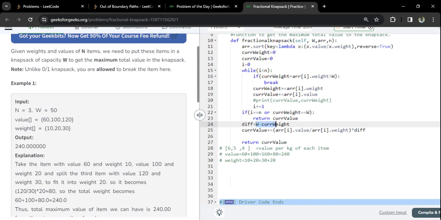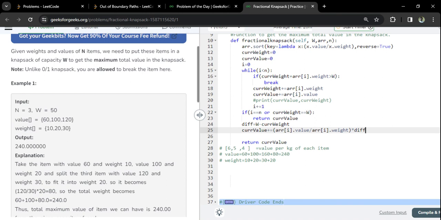So I will just find what the allowed weight is now. I will find the value per kg for that next item, that is the ith item. Remember, this i is out of the loop. If you use a for loop and introduce i in that, once I come out of the for loop, it will be removed. But here I have declared i out of the while loop, so its value will remain even after the while loop ends. So for the ith item, remember this part is out of the while loop. Try to understand this fact.